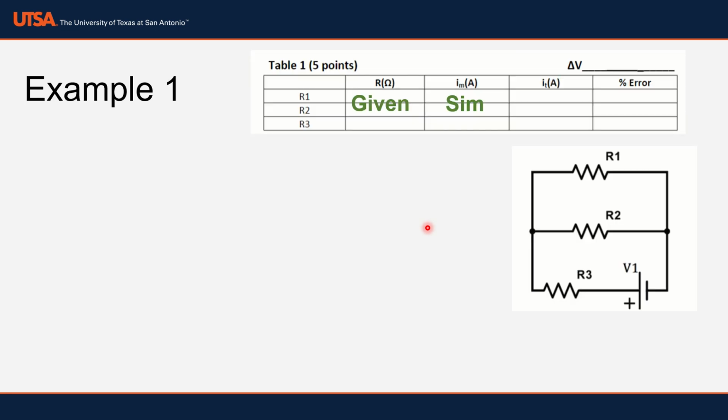So let's begin with the first example, right? So the idea is we're going to want to fill out this table, and the main idea of this is we want to know the current across each resistor.